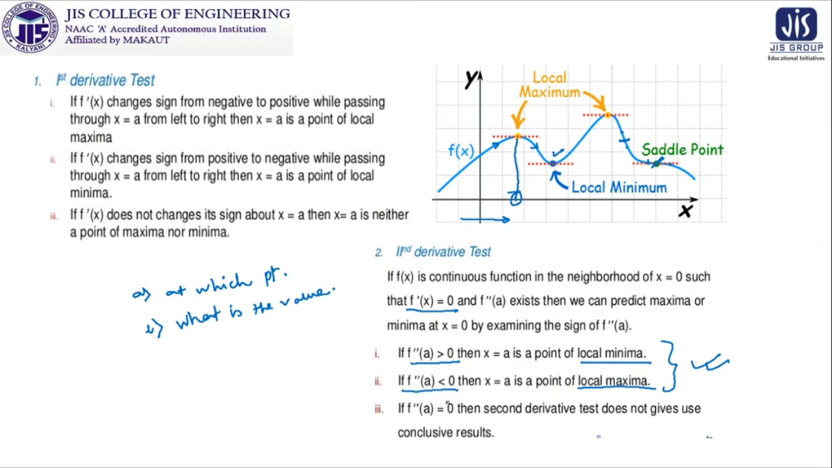And finally, we can say that if f'(a) equal to 0 as well as f''(a) equal to 0, that means the second derivative test does not give you conclusive results. It will not give you the idea whether it will be maxima or minima. It will be a saddle point.